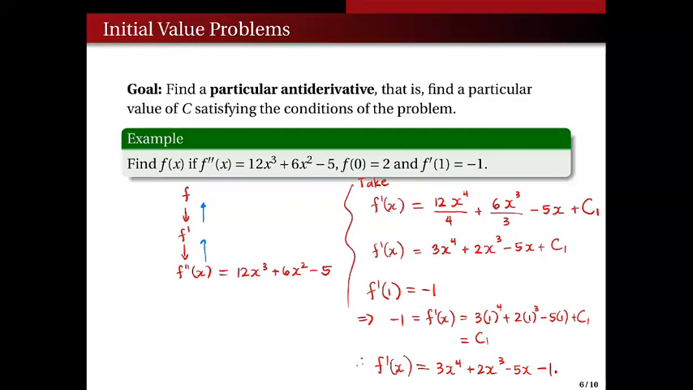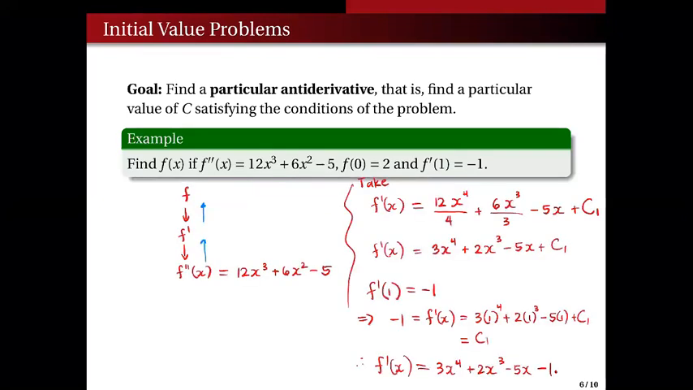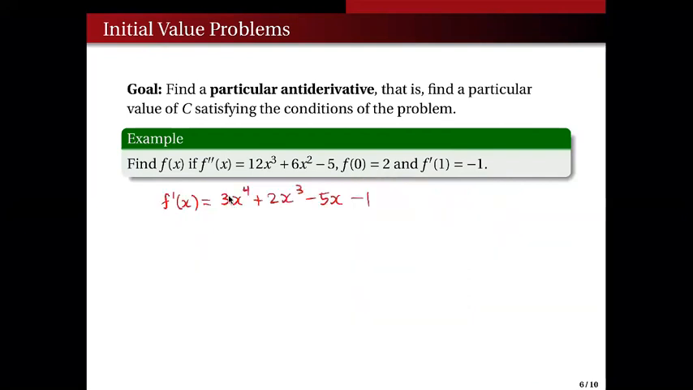Okay? This is just your f prime of x. We want f of x. So let us continue. What we had was f prime of x equals 3x to the 4 plus 2x cubed minus 5x minus 1. Let us check. So 3x to the 4 plus 2x cubed minus 5x minus 1.